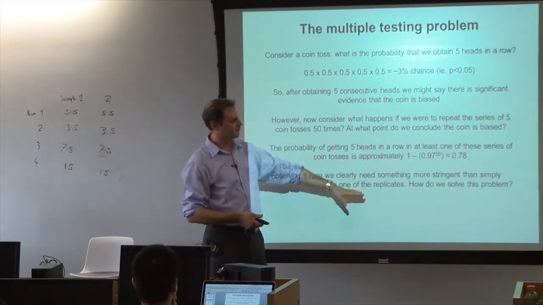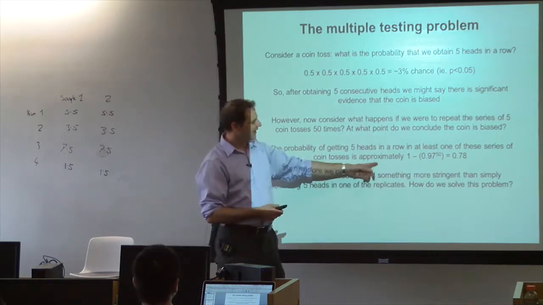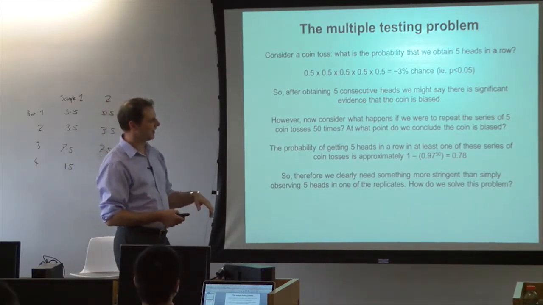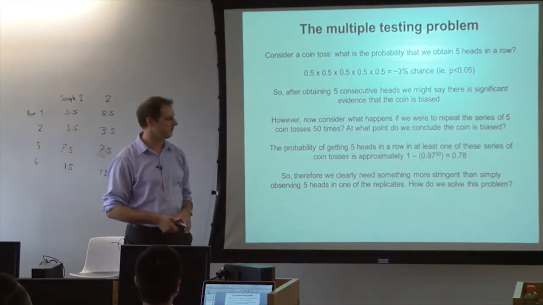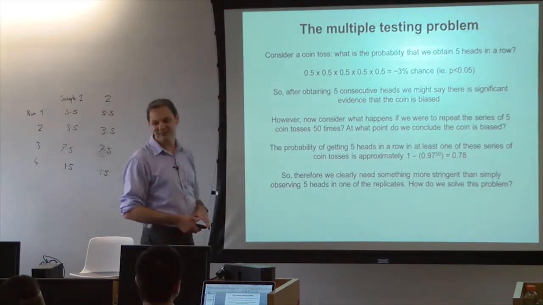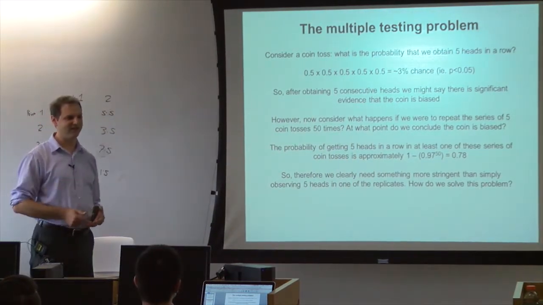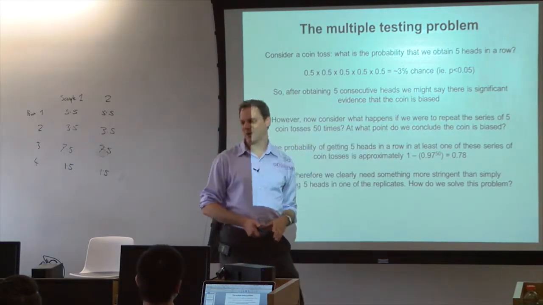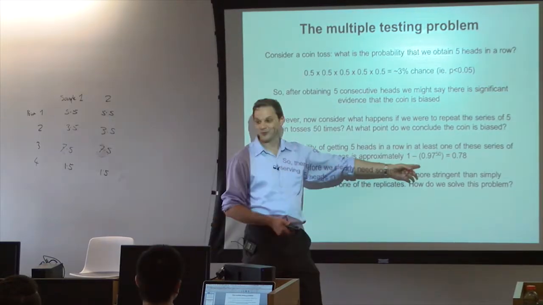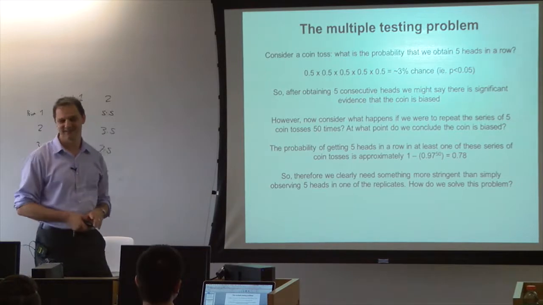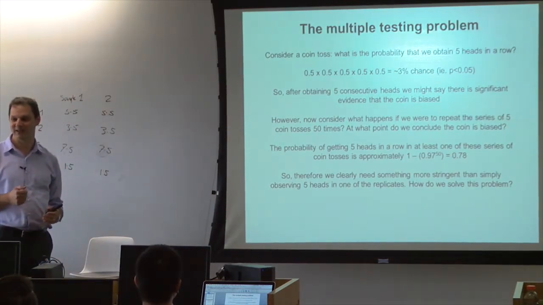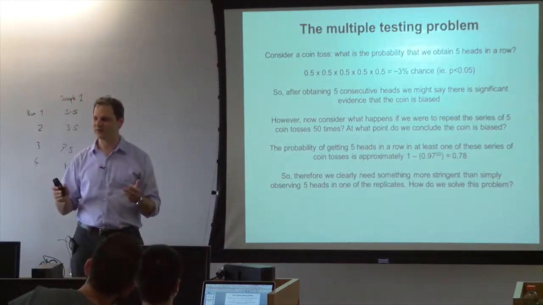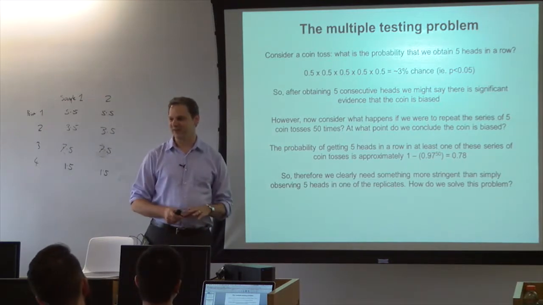But now we're going to repeat that test 50 times. And if you calculate the probability that in my 50 different series of flips at least one of those 50 series will have 5 heads in a row, it's actually pretty likely to happen, about a 78% chance that at least one time I'm going to get 5 heads in a row. So up here we said, all right, if we get 5 heads in a row, that's significant, it's a biased coin. Now, what do we conclude? Because we're probably going to get 5 heads in a row at least once. So we obviously can't simply say that if we get 5 heads in a row at least one time, that's a biased coin. So we need to do something to correct for this, okay?